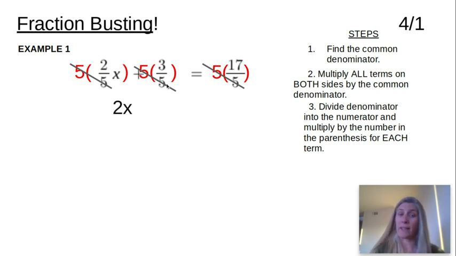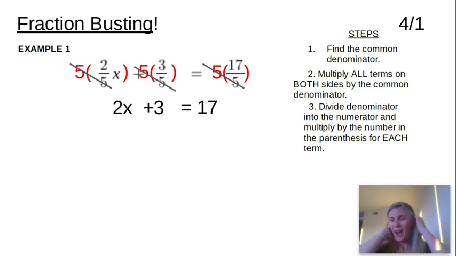We're going to do the same for the second term. 5 goes into 5 once, and 1 times 3 is positive 3. And then finally, 5 goes into 5 once, and 1 times 17 is 17. Now that we have that, we've done it. We've busted those fractions. So all we have to do is solve normally.